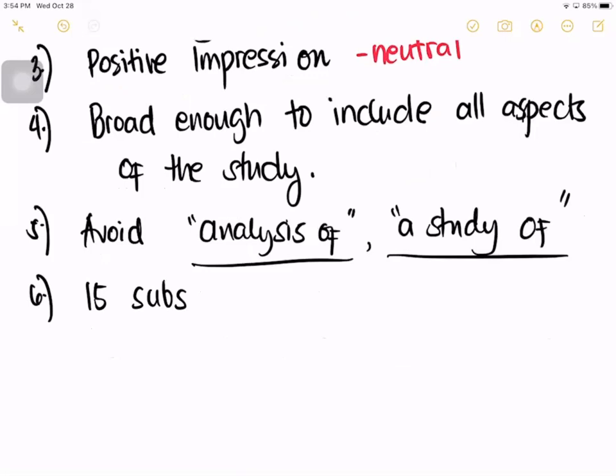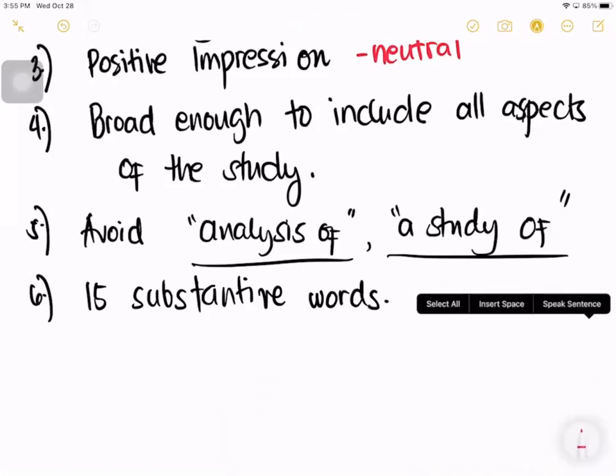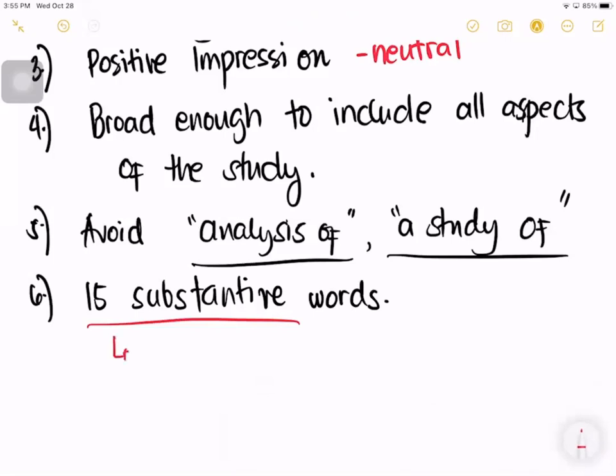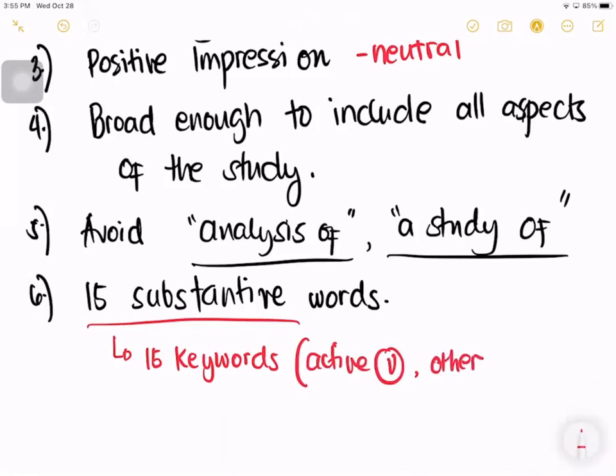Substantive words. Okay, 15 substantive words. And what do we mean by 15 substantive words? Okay, I'll explain further on that one. When we say 15 substantive words, we are referring only to 15 keywords. And keywords refer to, of course, our active variables and sometimes including other elements such as time, place, the ones that we have mentioned a while ago.